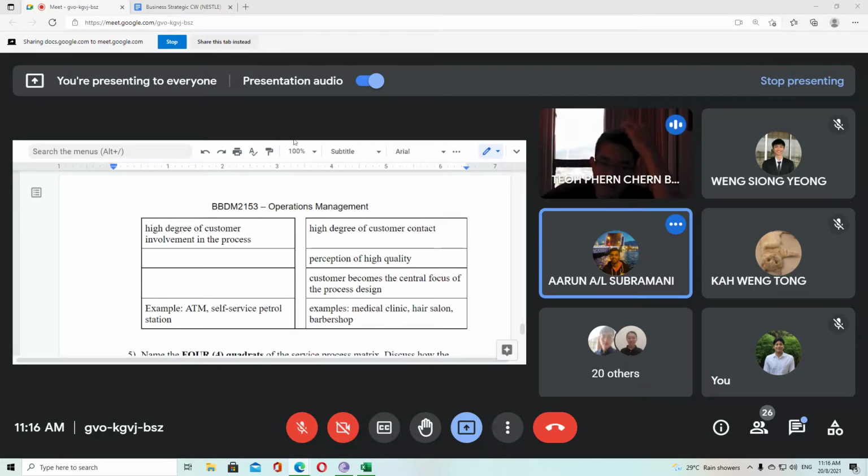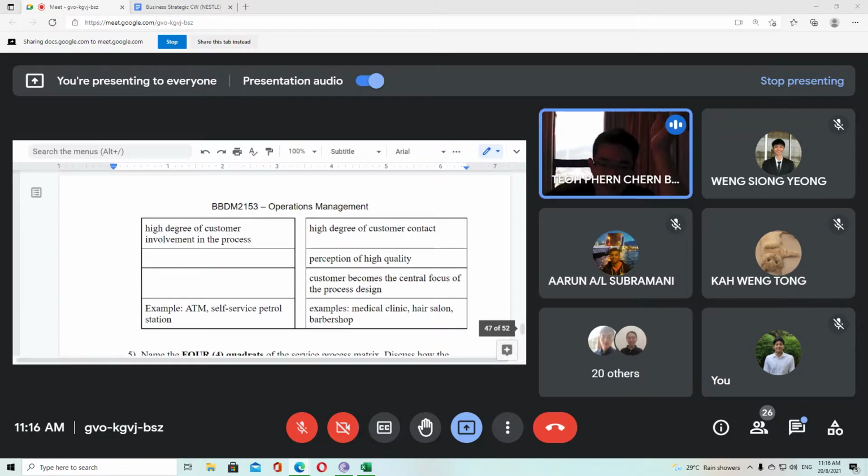So customer as participant is very simple. The customer has to do some work to receive a certain type of service. So your example is ATM. You go to the ATM, you need to key in your password and then you need to press the things yourself lah. Then only you can get the money. Other than that, you just need to be very involved. In any business that the customer is very involved in the process, then you can say it is customer as a participant.